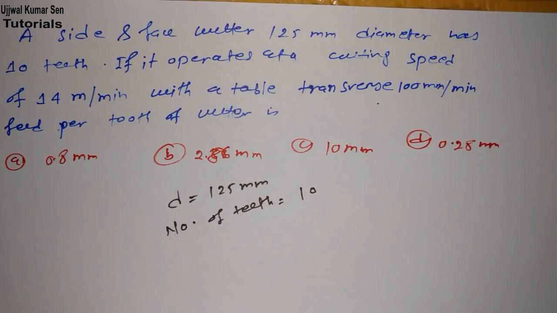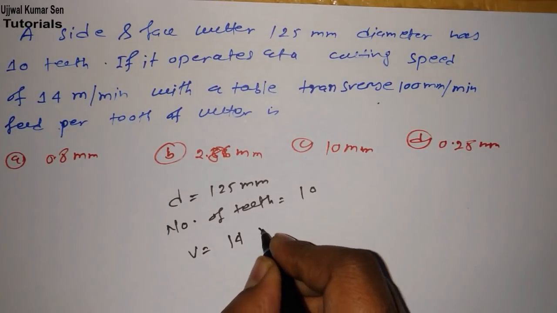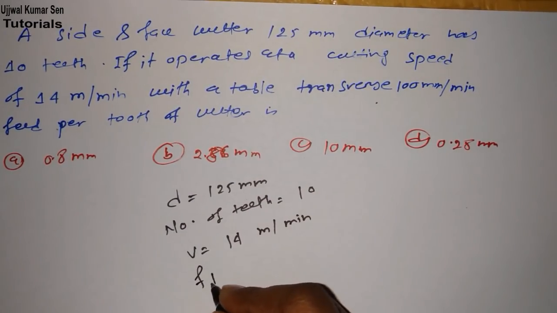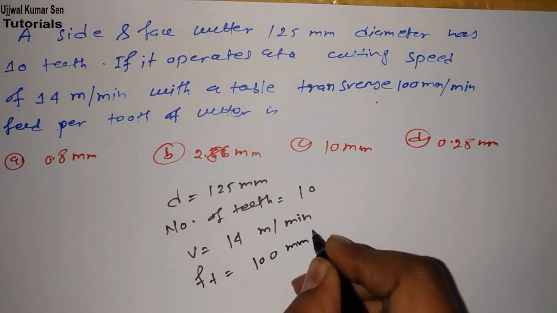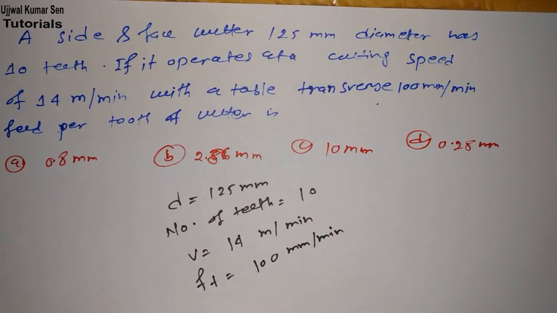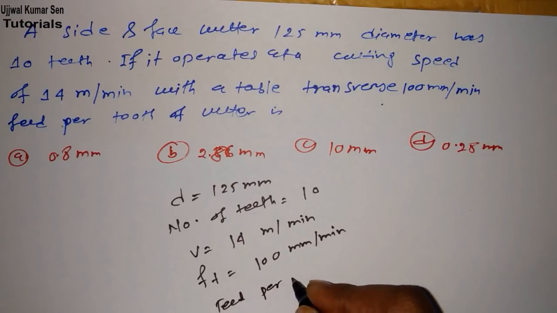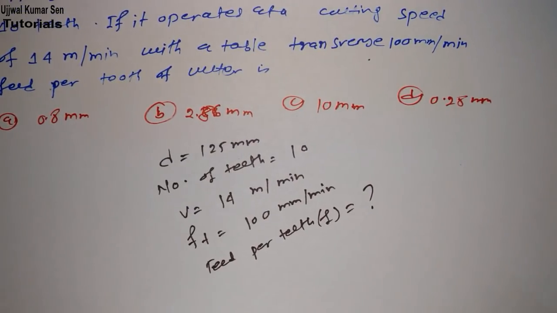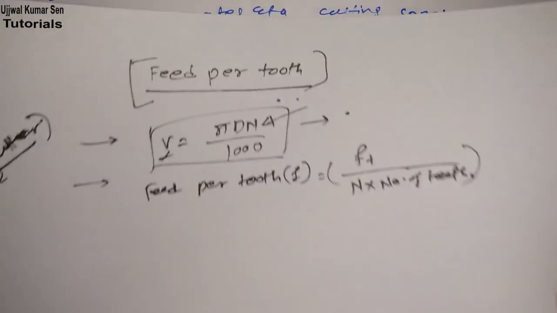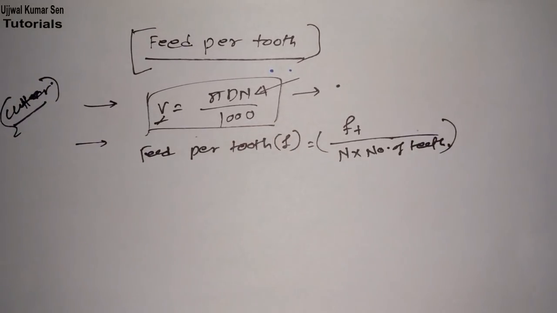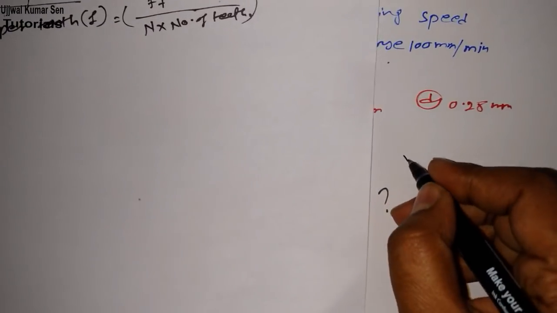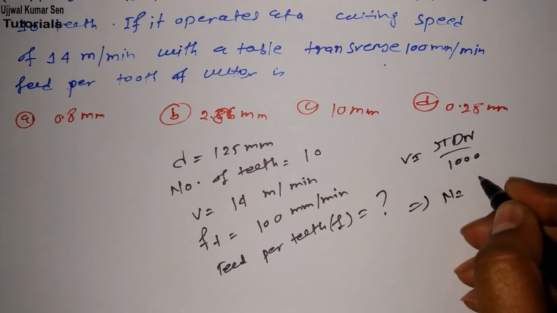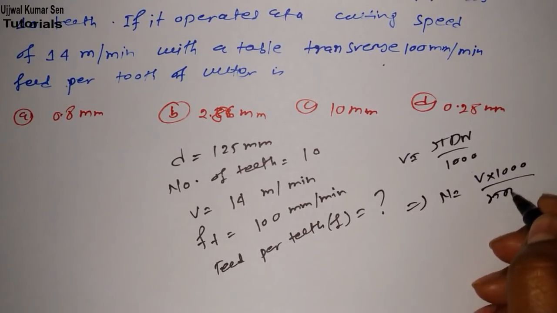It operates at a cutting speed V equal to 14 meter per minute, with a table traverse FT equal to 100 mm per minute. We have to find feed per tooth, let's say F. Let me show you the two formulas again. V is equal to pi dN by 1000, so N is equal to V multiplied by 1000 divided by pi d.